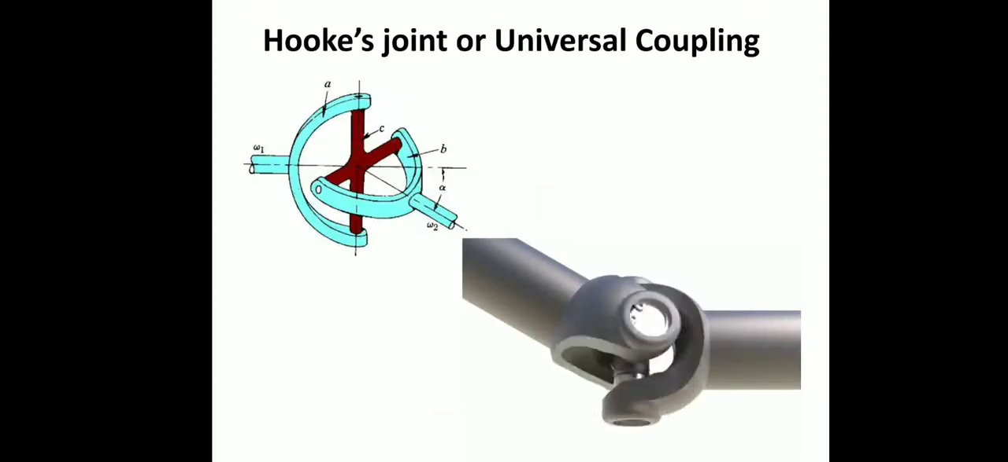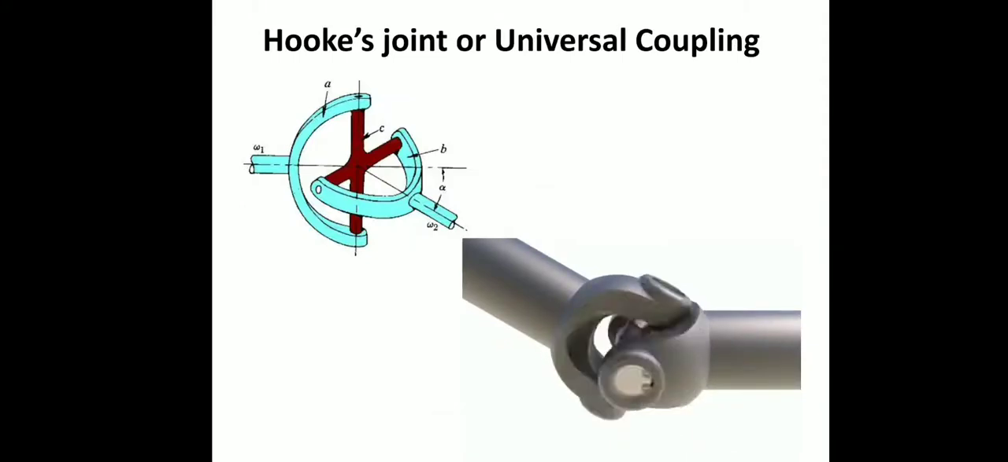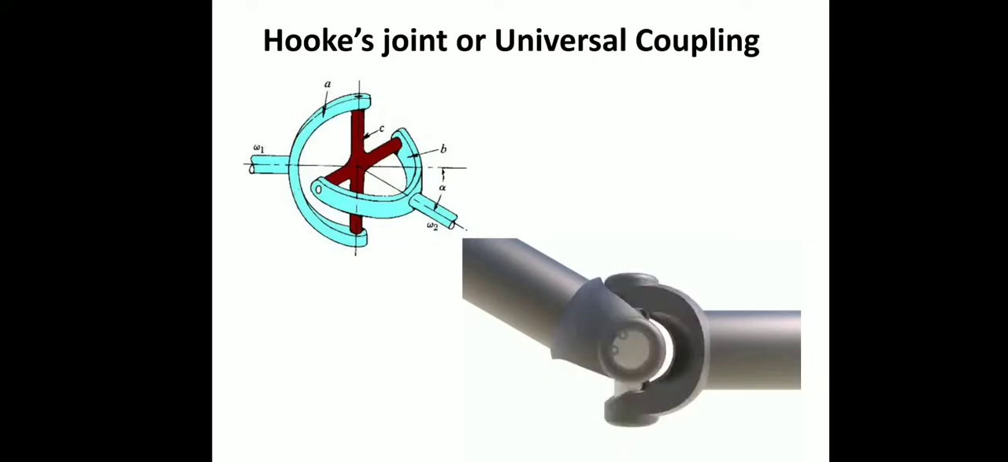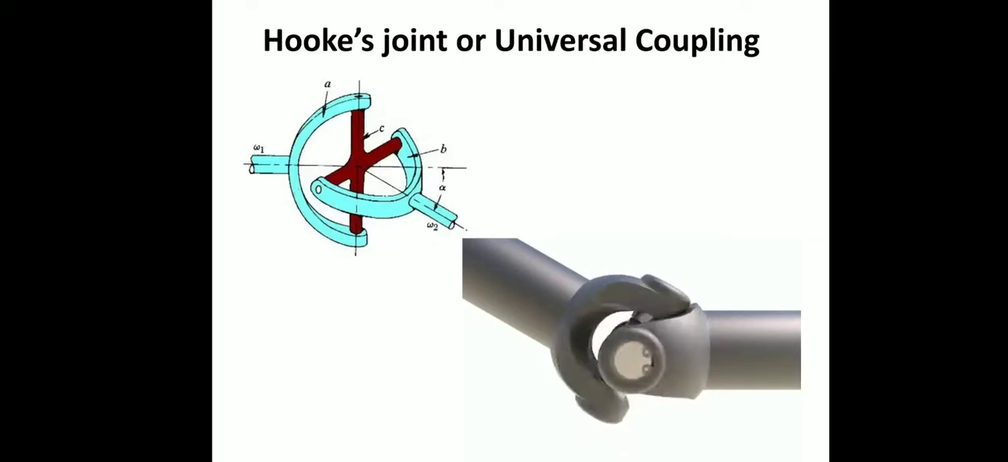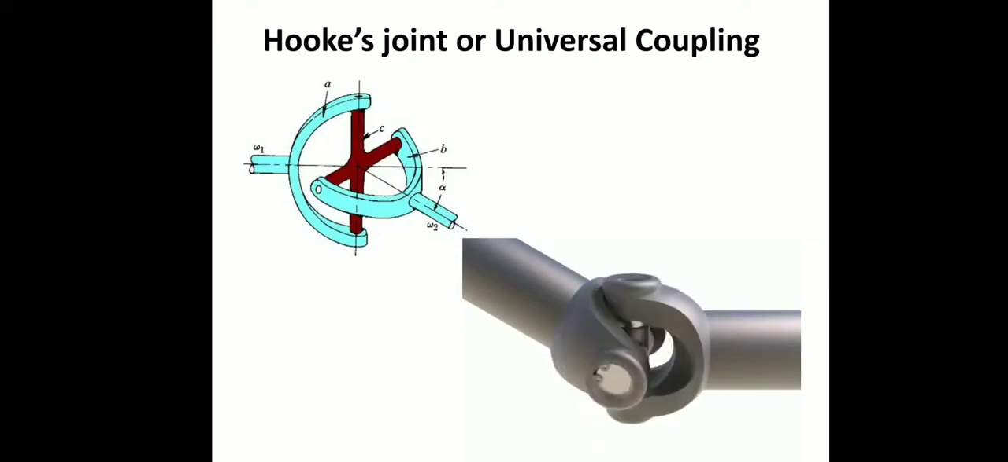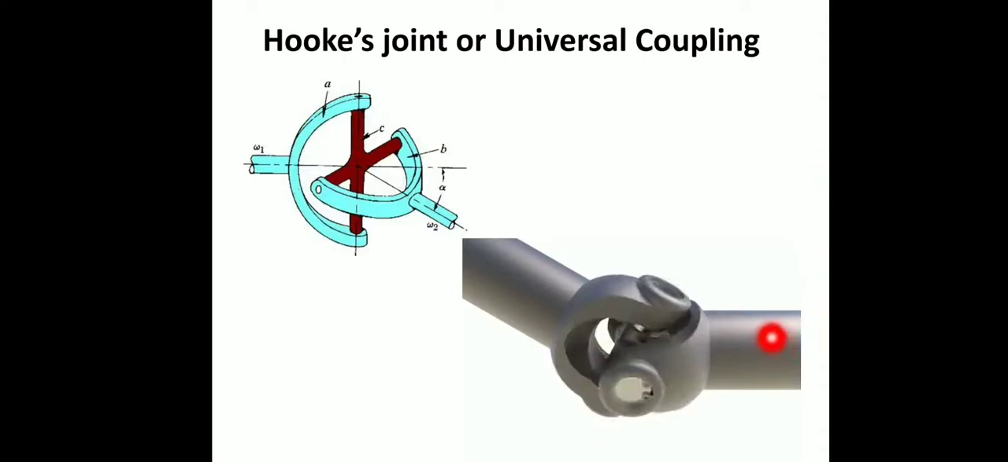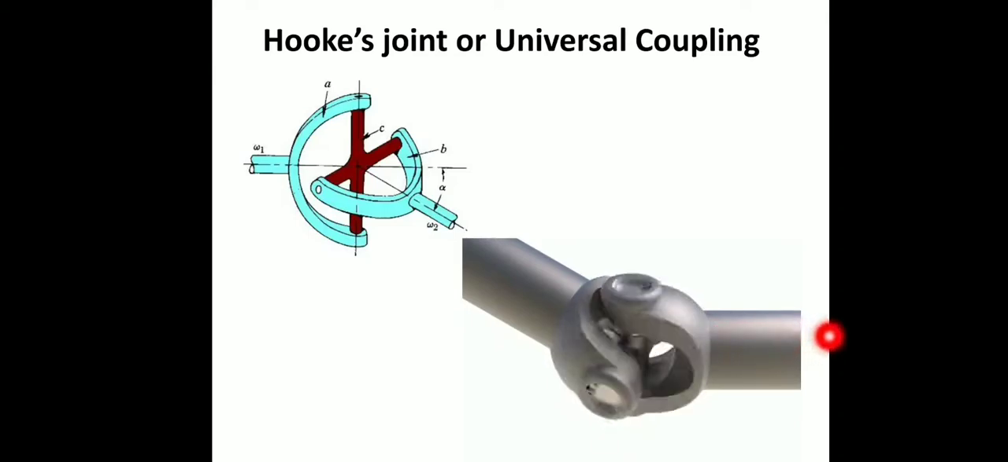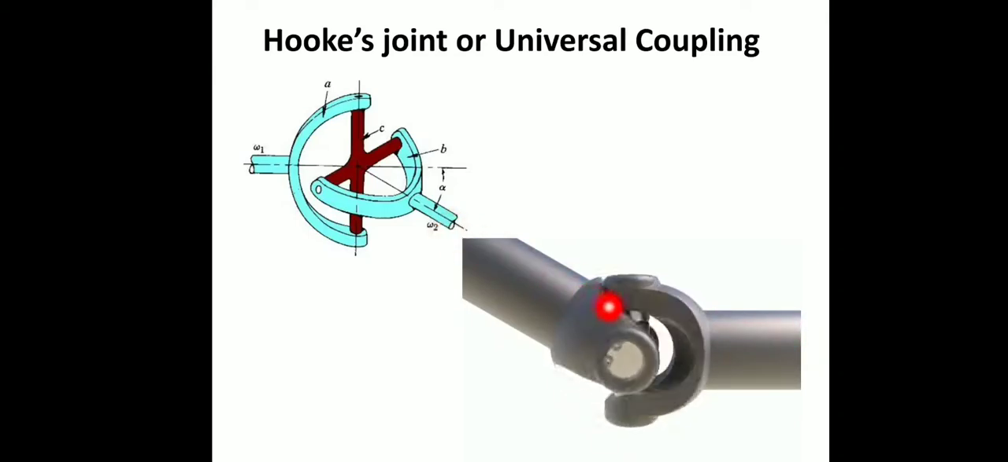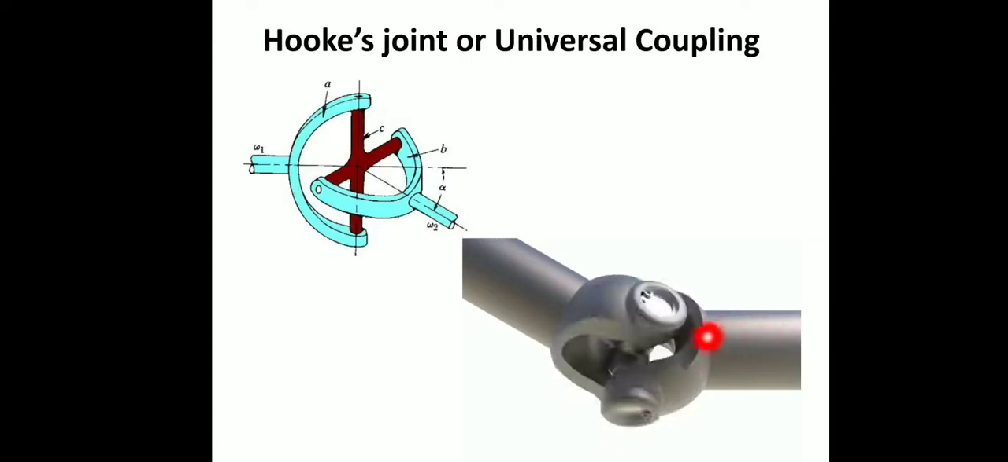Now we will discuss what is a hook joint or universal coupling. We have already studied hook joints in various equipments like the propeller shaft of an automobile. It is used for transferring power between two inclined shafts. You can see that this shaft is in a horizontal line and this is an inclined shaft. When such a case occurs, we are using a universal coupling.